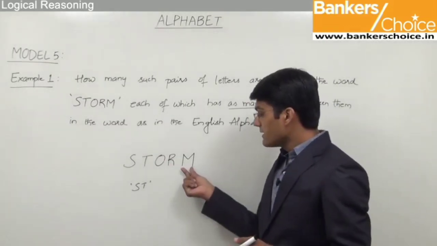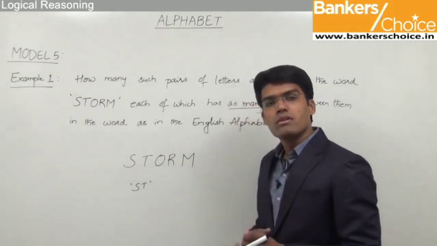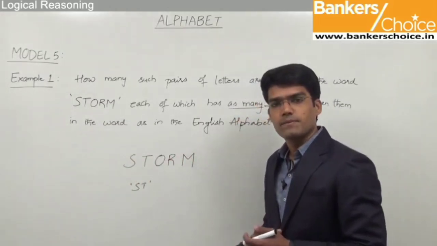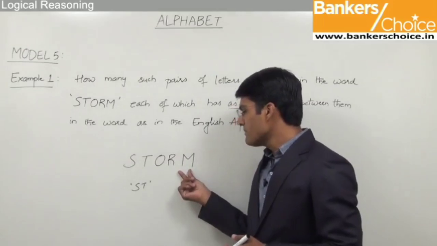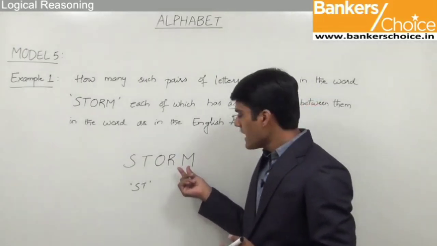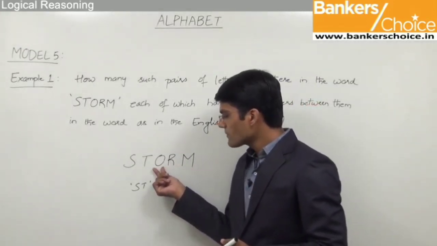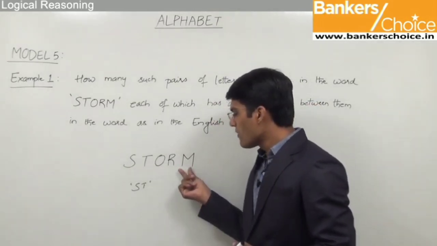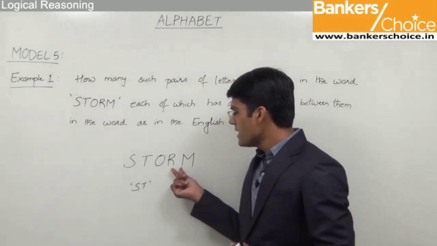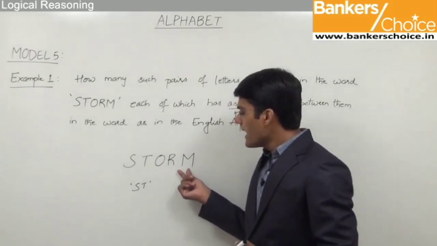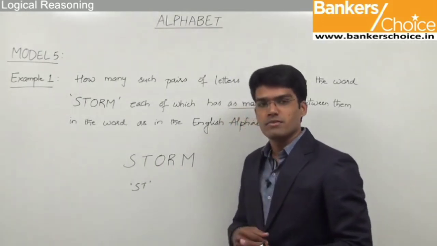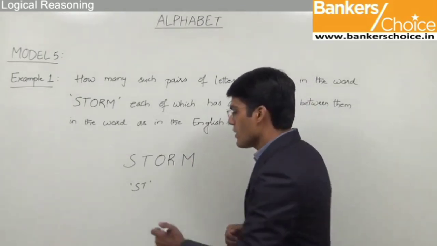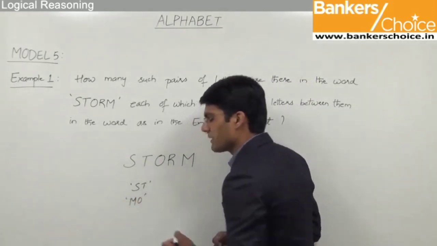But then there are letters before M in the given word STORM. So we now need to check these letters in the reverse direction. Starting from M, if we read out the English alphabet, we have M, N, O, P, Q. We can see that M and O form a correct pair because it is M, R, O in the word and M, N, O in the English alphabet. So there is only one letter between M and O in this word and in the English alphabet. So M, O can be taken as the correct pair.